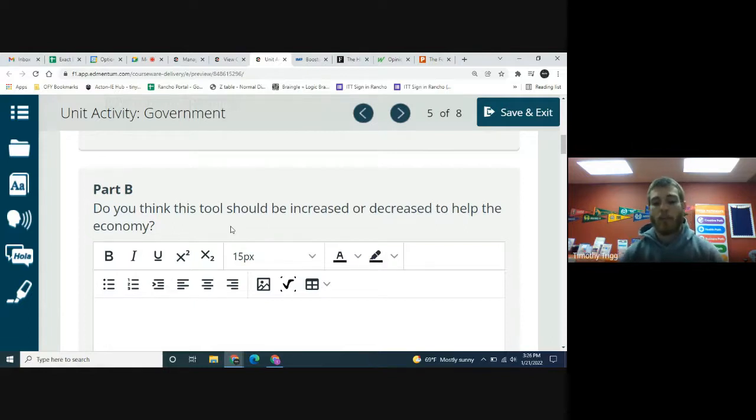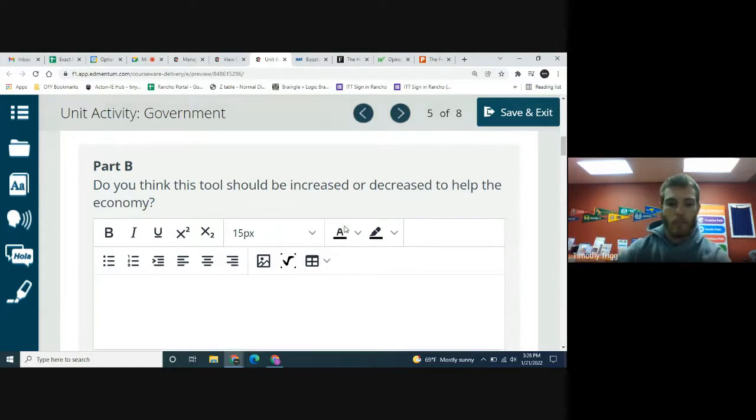However, some people feel that the government spends too much money. A lot of people say the government spends too much money on infrastructure, or they just waste a lot of money, or they spend too much money on the military, or the defense budget, or various other things. So do you think this tool should be increased or decreased to help the economy? And if you're not sure how to answer this one yet, that's okay, because we're going to read some articles and maybe you'll be influenced to decide one way or the other.